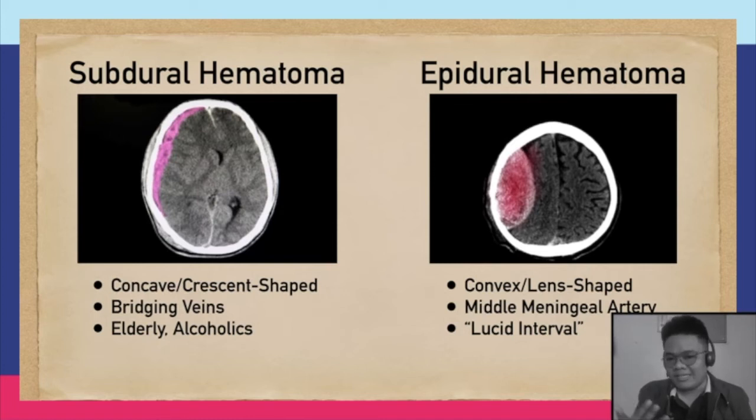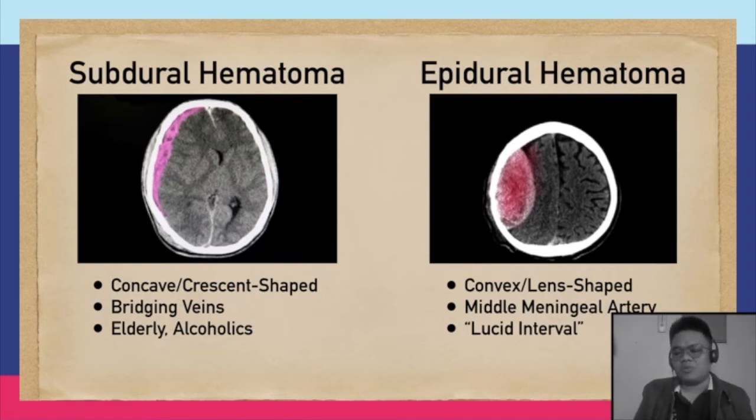Class, you have here the CT scan images, but please take note that your CT scan would not produce the pink area there. Okay, it would appear to be shades of gray and white. Now class, if you would look at the subdural hematoma, meaning there is hematoma or formation of blood inside your subdural space. Look at the shape, class. It appears to be concave, crescent shape, and there will be bridging veins, and this usually occurs among your elderly and alcoholics. Okay? Now, whereas class, your epidural hematoma would appear to be convex, okay, it's lens shape, and then this usually involves your middle meningeal artery.